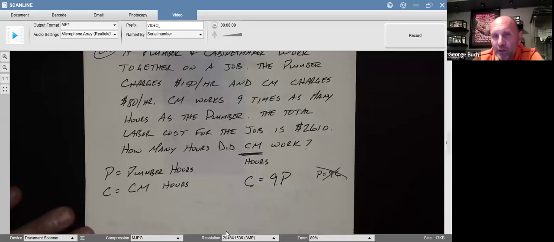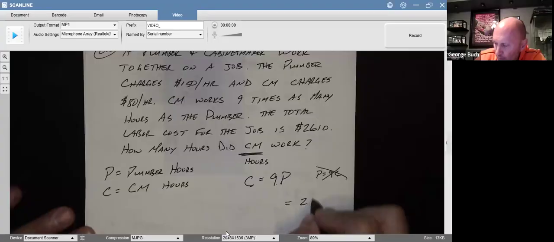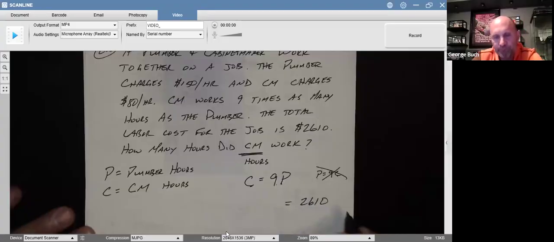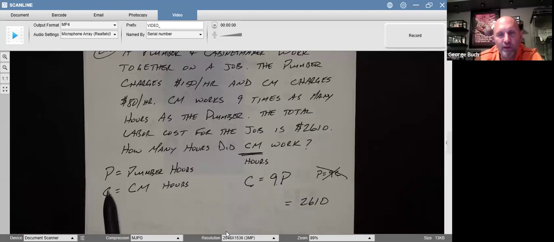Now, this is where we have to be careful. The total labor for the job is, that's my equal sign, 2,610. But that's the cost for the job. That is not the number of hours. There were not 2,000 hours spent on this job. So it's not like it's P plus C is 2,610.